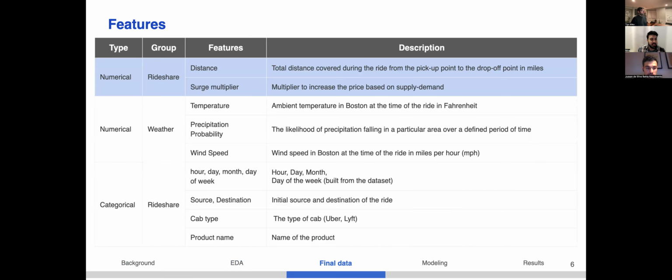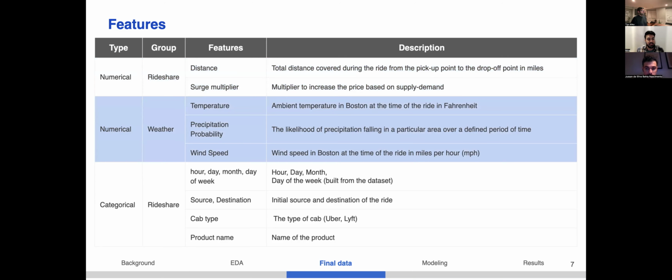Feature selection. These are the final features we kept to train our models. It is a mix of categorical and numerical data. Worth mentioning for rideshare specific, the surge multiplier, which changes based on supply and demand. We also have weather variables, all of which are self-explanatory.